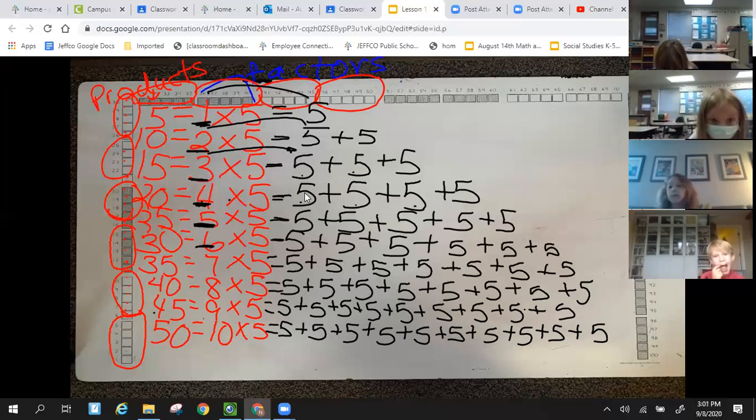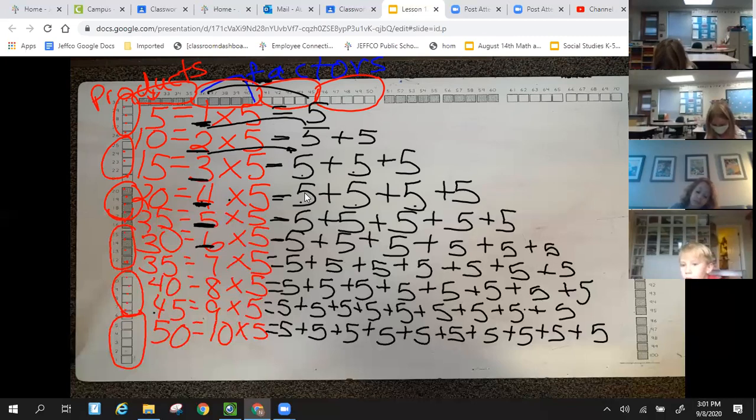If I said 4 plus 5 equals 9, that's not repeated. It has to be the same number you're adding together. So your add-ins have to be the same in order for that to work, to use multiplication instead. So if I wanted to know how many fingers and toes I have all together, 20, I could do 5 plus 5 plus 5 plus 5. 5, 10, 15, 20. Or I could multiply.